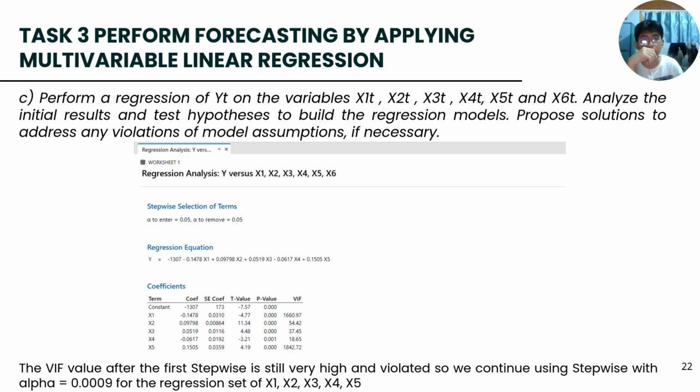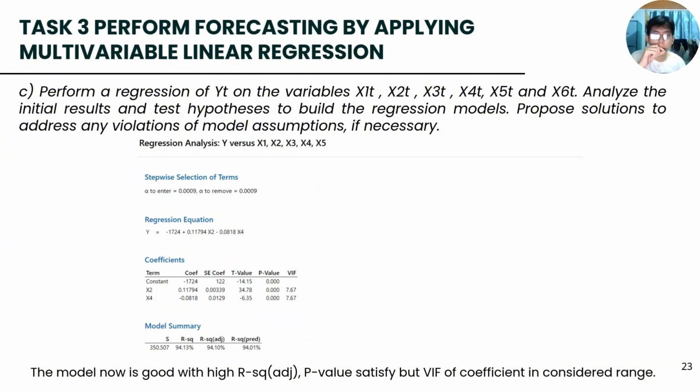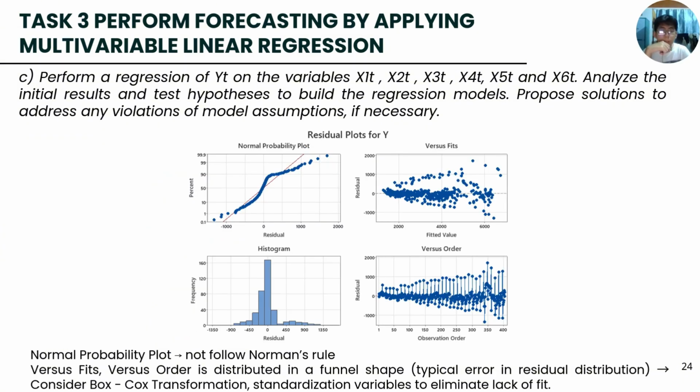This alpha is carried based on the experience. Next, after we run the model, we can observe that the model is now good with two coefficients, X2 to X4, but the VIF is still in the considerable range, larger than 5 and lower than 10. This is so far the best value. So we will move to the residual plot for E.